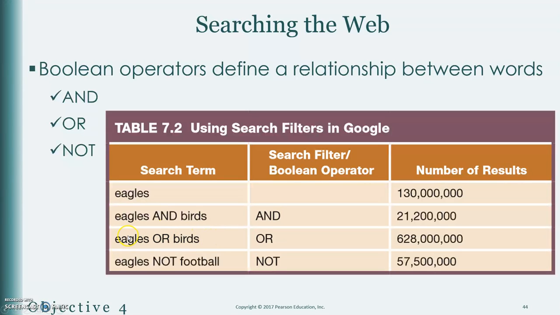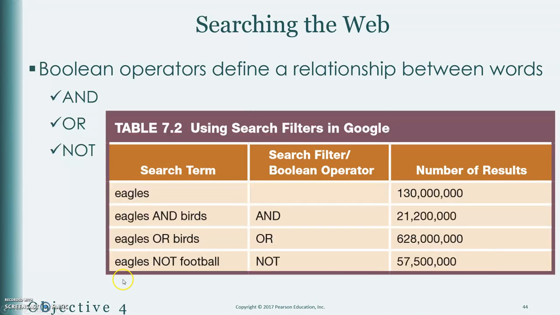Maybe you want to look up eagles or birds. Well, what do you think is going to happen? The search results here are enormous, 628 million. You're telling Google or your search engine that you want it to pull up anything that has the word eagles in it, or anything that has the word birds in it. That's a huge amount of websites that's going to be pulled up. So you're saying either or will be fine for me. And it says, okay, great, let's bring you 600 million results.